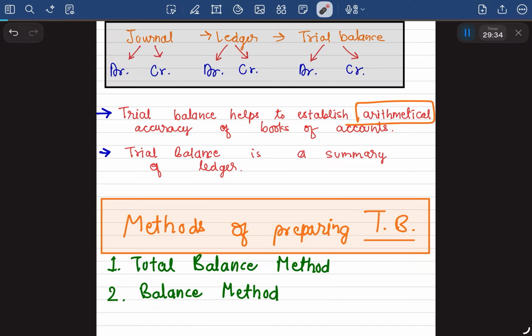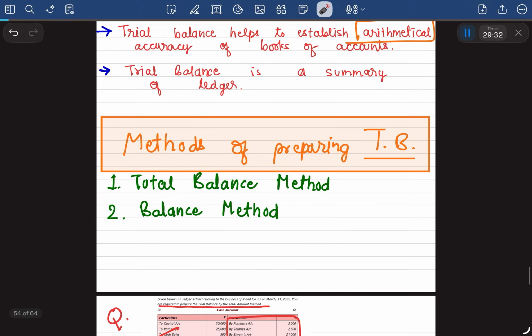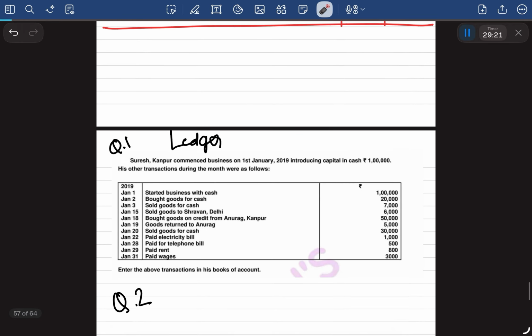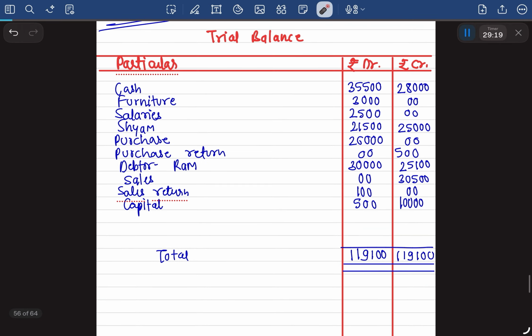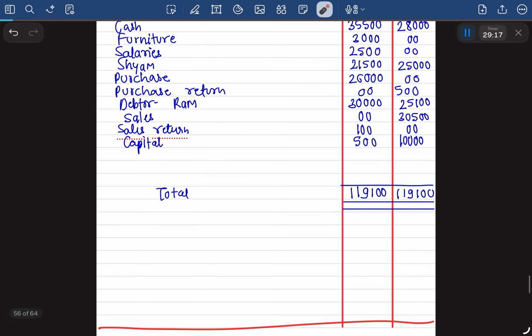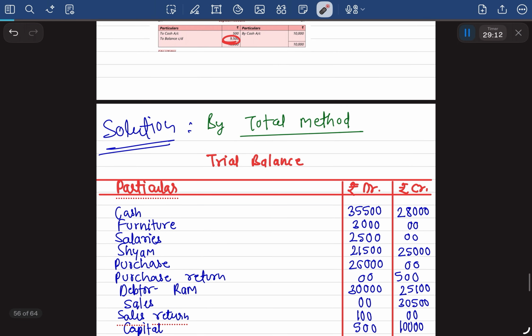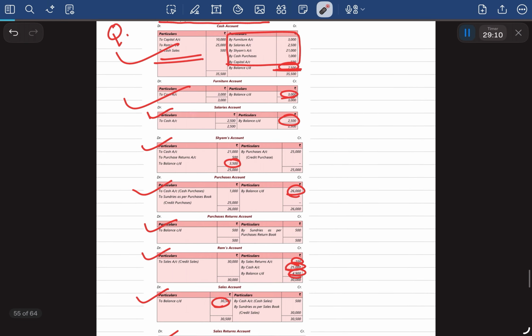Trial balance is a summary of ledgers. There are two methods to prepare trial balance. First is total balance method and second is balance method. So yesterday we solved this question and we solved this question, very big question but very easy to solve because in trial balance, what we do, we just have to put balances.